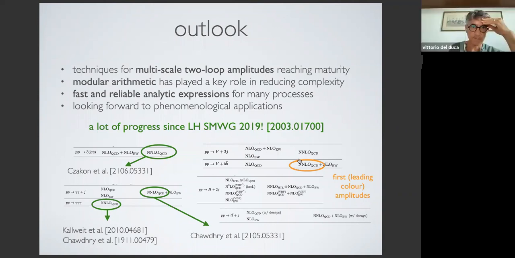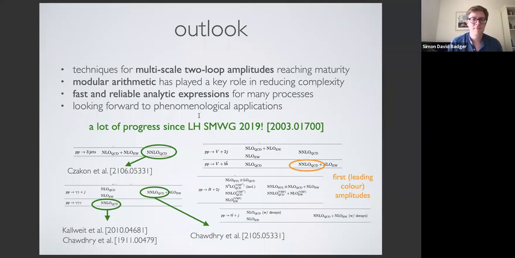Okay, Matt, please. Hi, so you gave this old wish list of different processes people have been interested in, and the wish list on your slide ended with proton-proton goes to vector-vector plus jet. I'm curious whether you anticipate any need or interest in something like proton-proton goes to three massive particles.